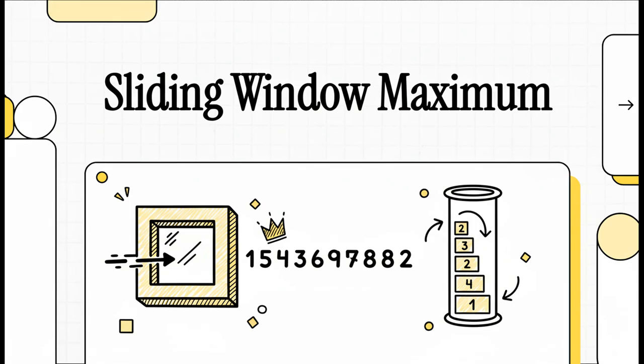All right, let's talk about a classic coding problem, the sliding window maximum. And I know that might sound a little intimidating, but trust me, it's not. We're going to break down this really elegant, really powerful technique called the monotonic queue. It solves this problem in pretty much the fastest way imaginable. So let's dive right in.